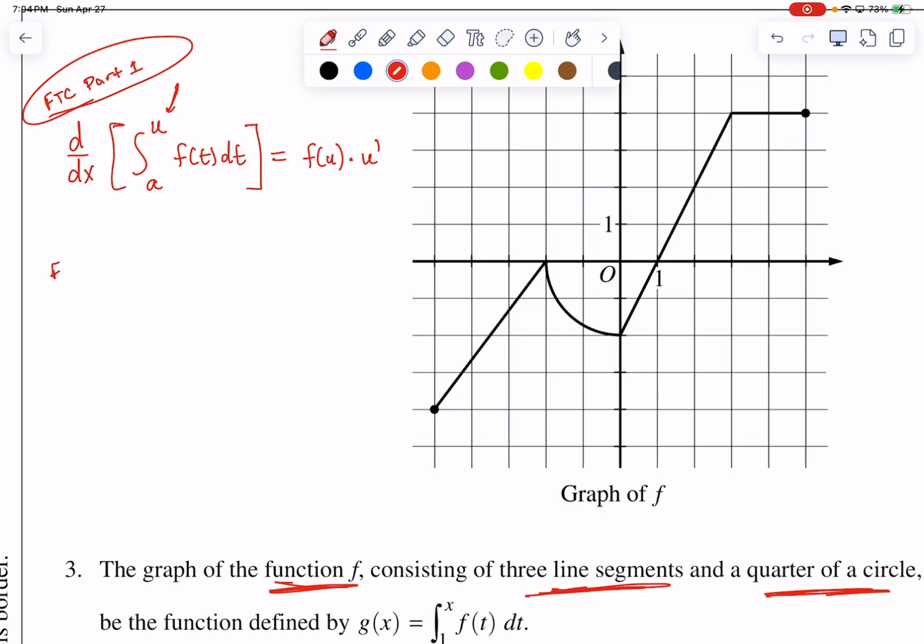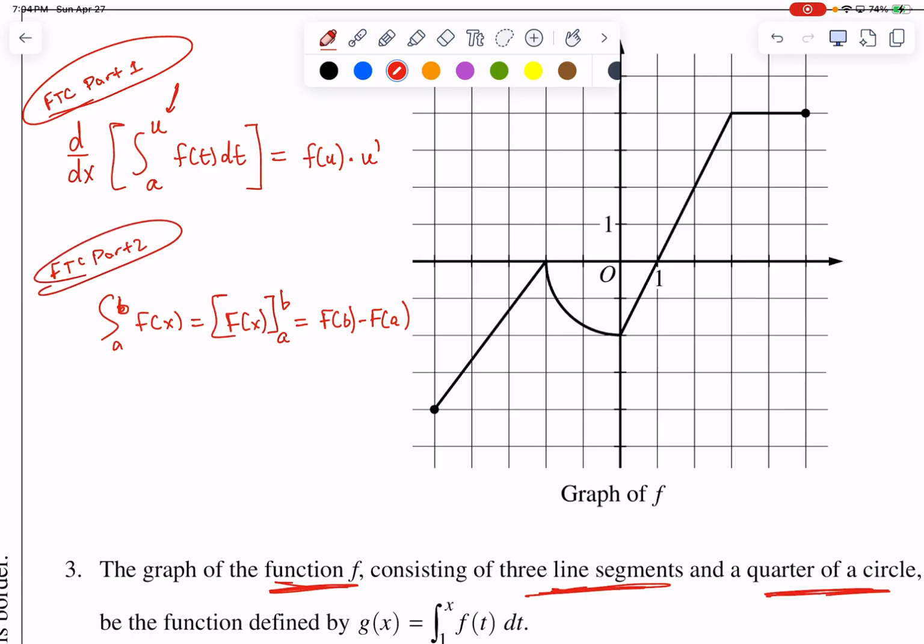Okay, FTC part 2 is probably the one you like best. It's what everybody likes best. And that's just calculating an integral from a to b. It's just how you calculate displacement. Okay, and all you do is you get the antiderivative, which is big F, and then you evaluate from a to b, and then you do top f of b minus f of a. So there's FTC part 2. So that's FTC part 1, part 2.